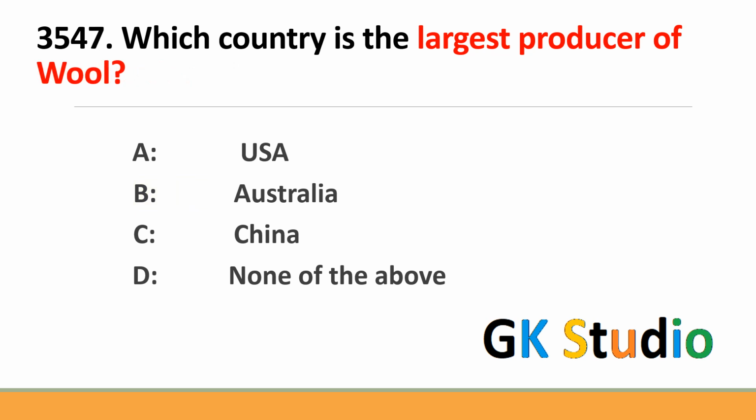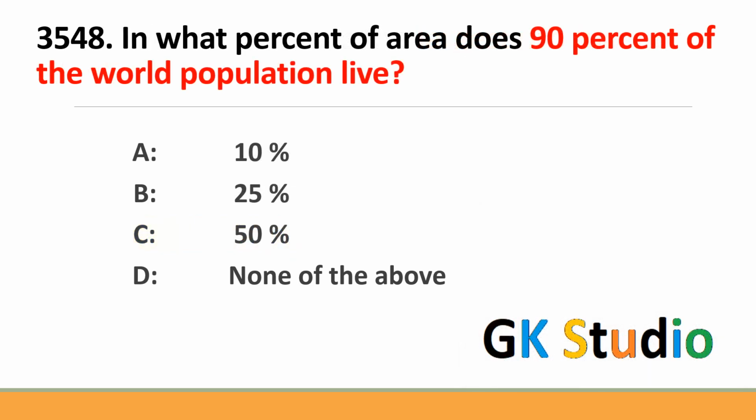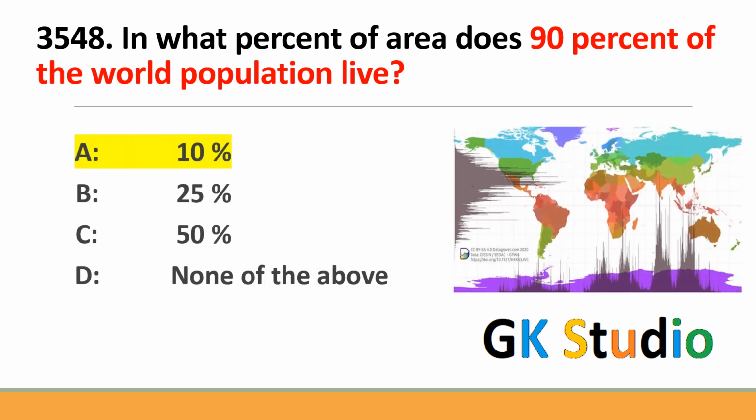Which country is the largest producer of wool? China is the largest producer of wool. In what percentage of area does 95% of the world population live? 95% of the total world population lives in only 10% of the whole area of Earth.